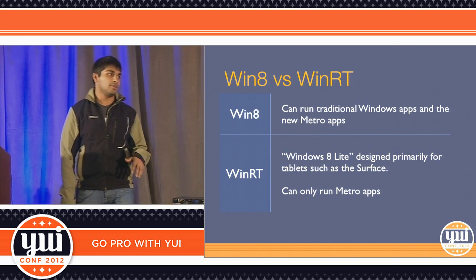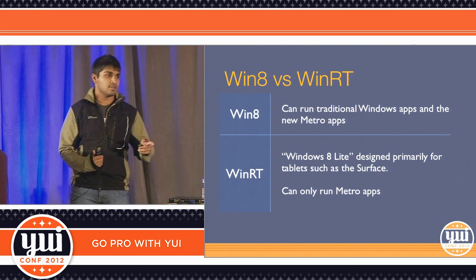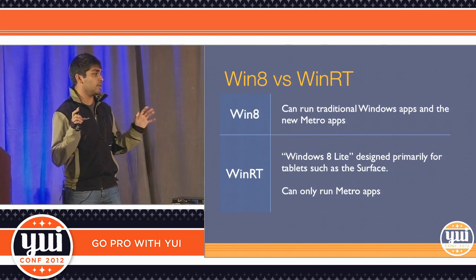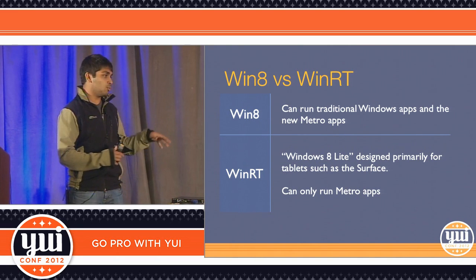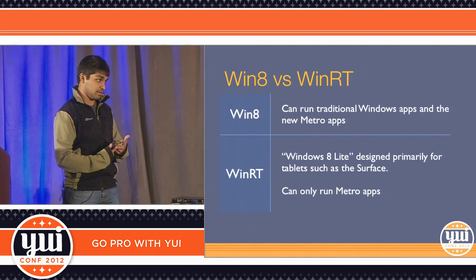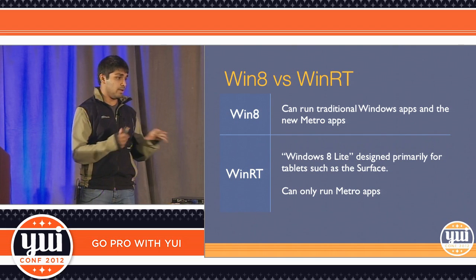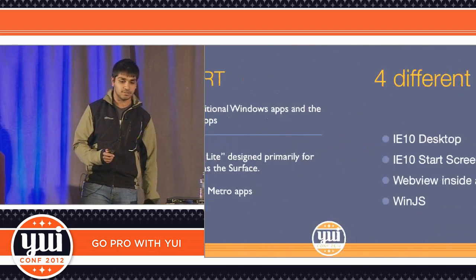It's designed primarily for tablets. So for example, the Surface is, I think, called Surface RT. And the point here is that the Surface can run these new Metro-like apps, but they can't run the desktop apps. So really what we're going to talk about today is how to build WinRT apps that can run on tablets and on desktops in the new Metro sort of user interface. So that's an important distinction to make, actually.